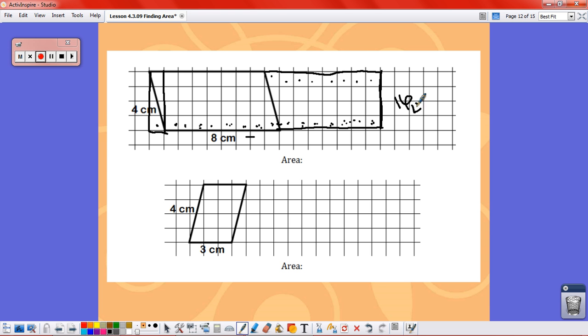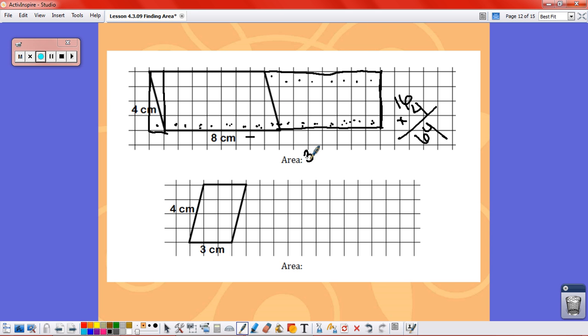Anyway. 4 tall. 64. But I only need half of that. I only need my original parallelogram, which is half of that, so it's 32.